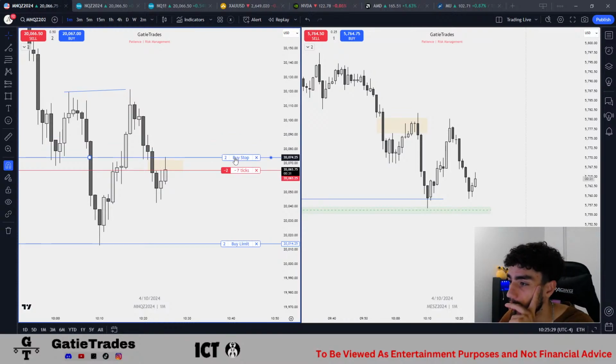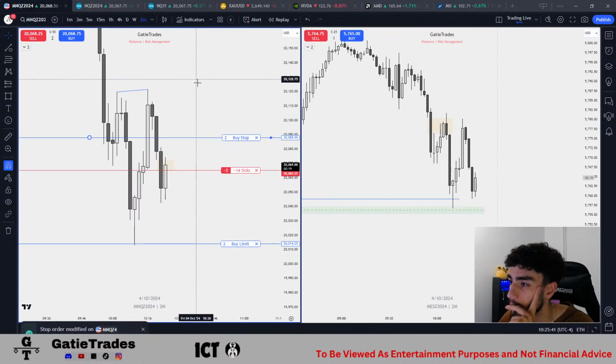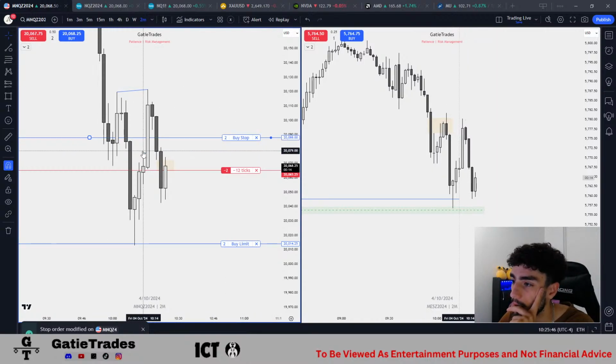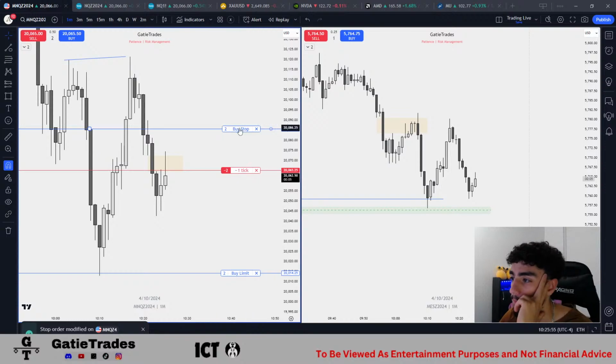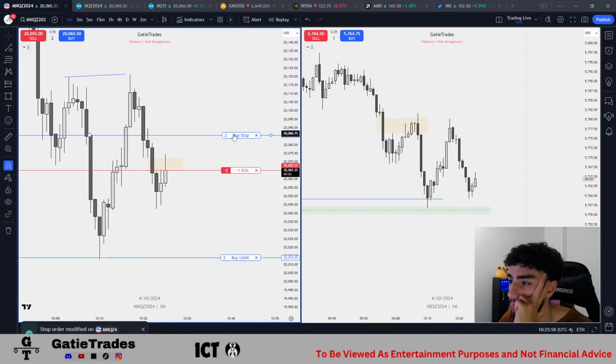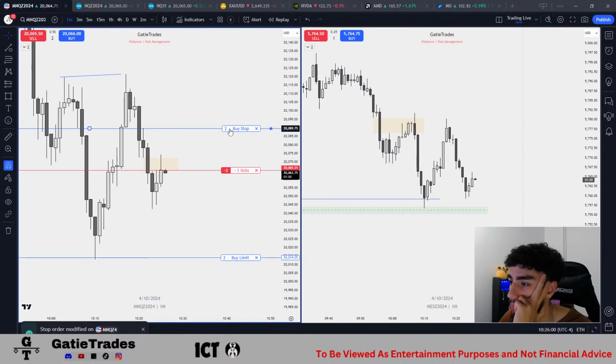Trail my stop here. If this candle closes bearish, it did not close bearish. Not the best stop loss. I've had better. Ooh, closed bearish. Nice.